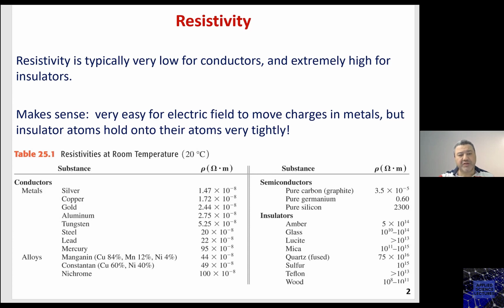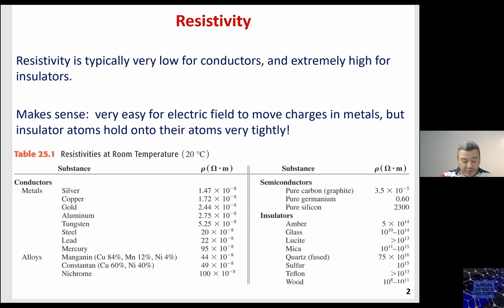Basically, we have conductors that have very low resistivity. We have insulators that have very high resistivity, because charges in conductors, or in metals in general, can move freely, which is not the case in the insulator, and that's why the resistivity in insulators is high.